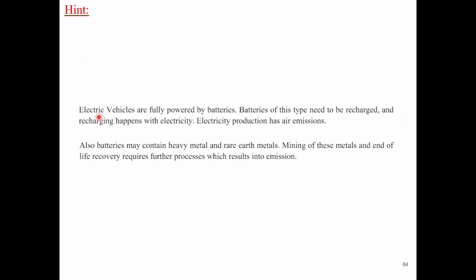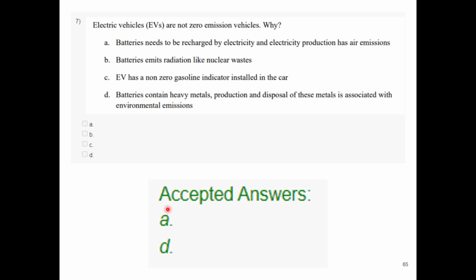So that is also written here. Electric vehicles are fully powered by batteries. Batteries of this type need to be recharged, and recharging happens with electricity. So electricity production has air emissions, and also batteries may contain heavy metal and rare earth metals. Mining of these metals and end of life recovery requires further processes which result in emissions. So that's why A and D are the correct options. As you can see, A, batteries need to be recharged by electricity, and electricity production has air emissions, and D, batteries contain heavy metals, production and disposal of these metals is associated with environmental emissions. So A and D are the correct options.